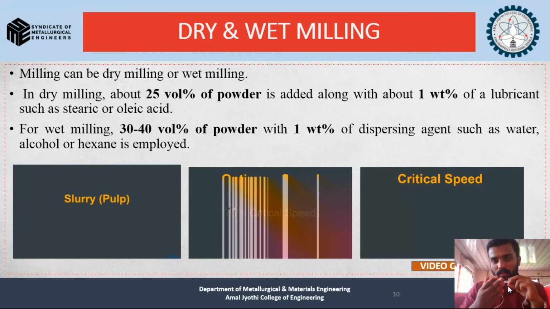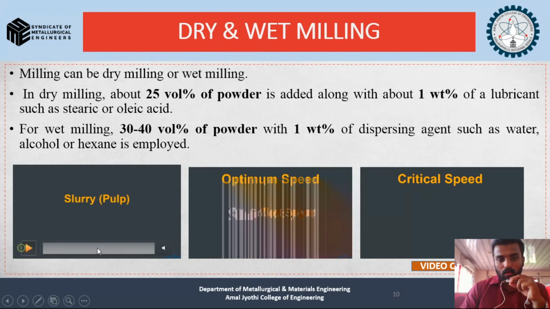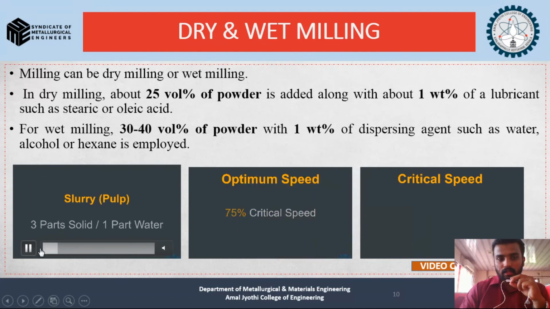There are some minerals or metals where we incorporate this kind of dry milling operation, but I am not going deep into the mineral beneficiation operations; this is a comparison. And we have the wet milling operation, where 30% is compared with dry milling. We are taking more volume of powder, and we are adding 1% of dispersing agents such as water. Here you can see how the slurry is made. In the wet milling operation, we have the slurry, and here it is clearly shown: 3 parts solid and 1 part water. That is the wet milling operation.